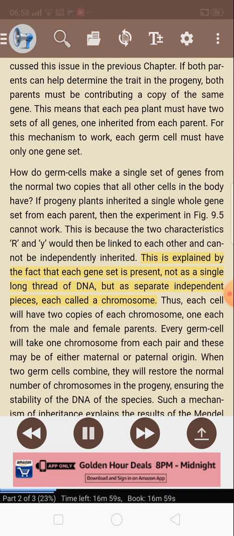This is explained by the fact that each gene set is present, not as a single long thread of DNA, but as separate independent pieces, each called a chromosome. Thus, each cell will have two copies of each chromosome, one each from the male and female parents. Every germ cell will take one chromosome from each pair, and these may be of either maternal or paternal origin. When two germ cells combine, they will restore the normal number of chromosomes in the progeny, ensuring the stability of the DNA of the species.